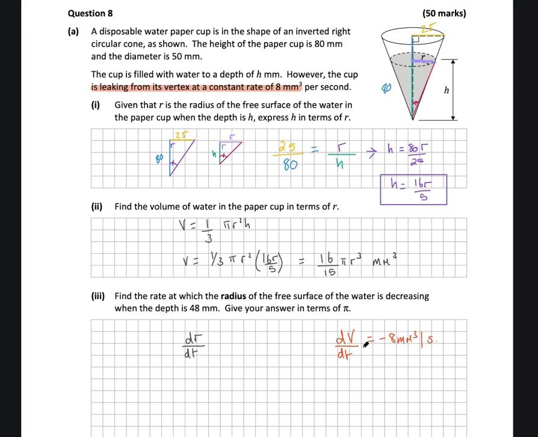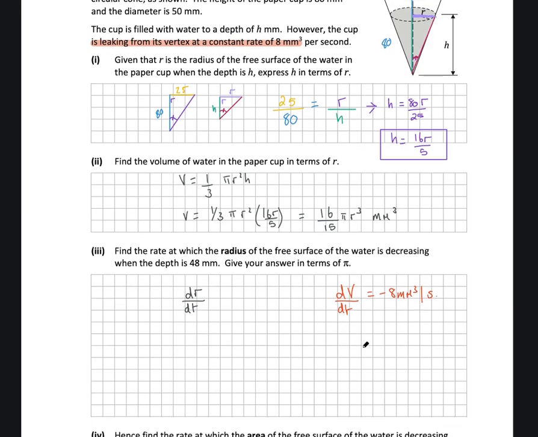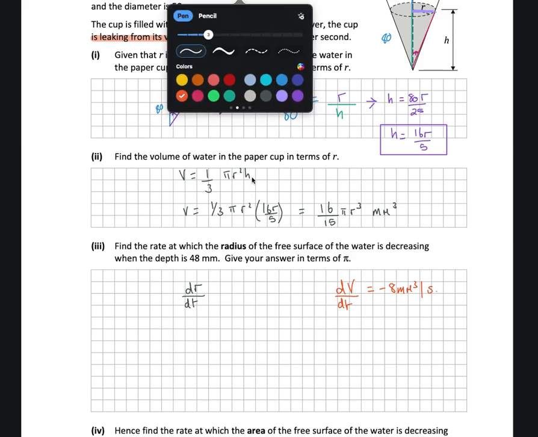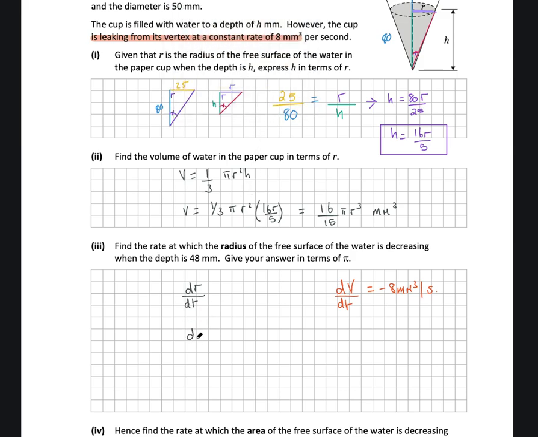Okay, so what do I want? What do I have? And then remember, connection is the third thing you're looking for. So I want dr/dt. I have dV/dt. What do I need to multiply that by to get this as my answer? Well, I would like to introduce a dr on the top, and I want to get rid of the dV in the end, so I'm going to divide by dV. So this is what I'm looking for, really. That's what it's come down to. That's what I want to get.